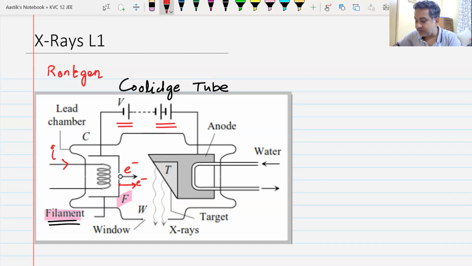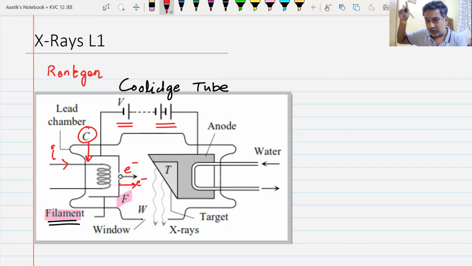So do you see this voltage source? Now the filament is the cathode and the other side is the anode. So when the filament is cathode and electrons are getting emitted, it is at negative potential. So what is it going to do? It is going to increase the speed of these electrons. Yes or no?